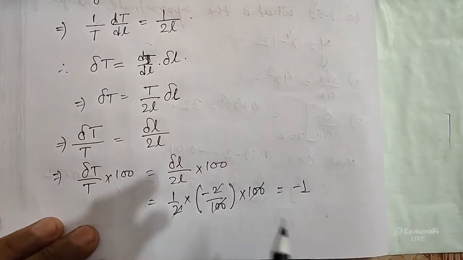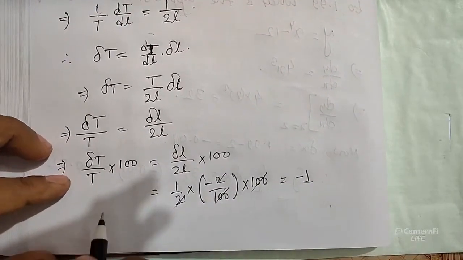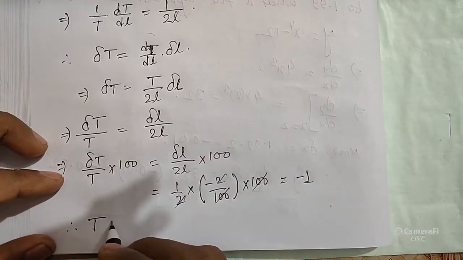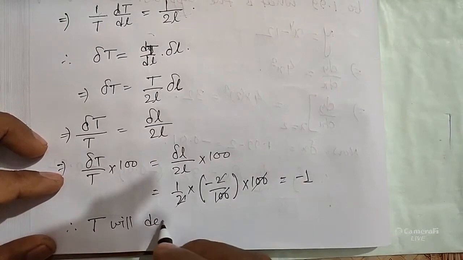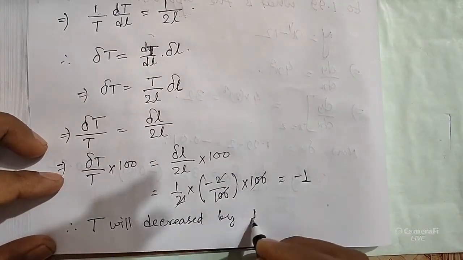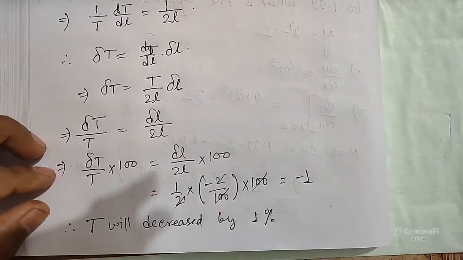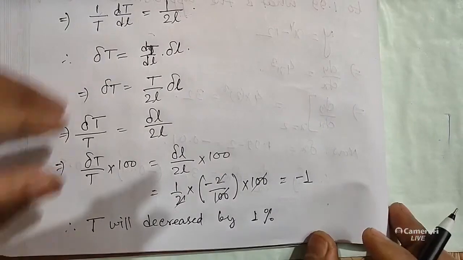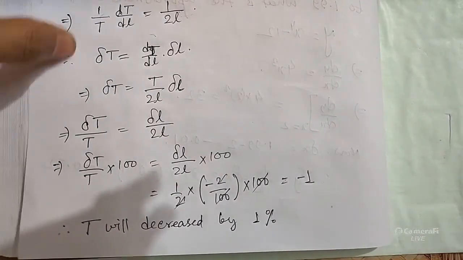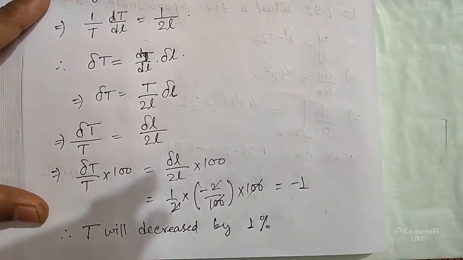Therefore, the question is to find the percentage decrease in the period T. Therefore, T will decrease by 1%. Decreased by 1%, since negative means decreased. So in this way we can solve the problem of approximation.